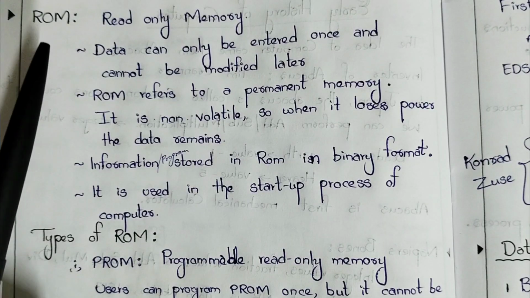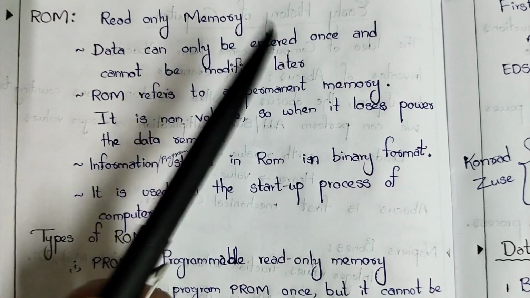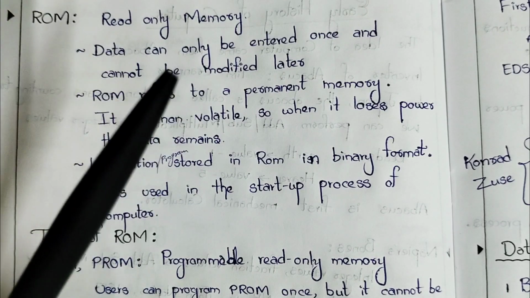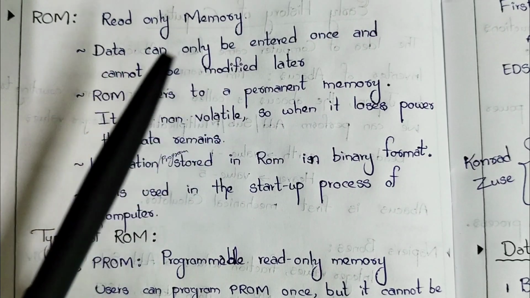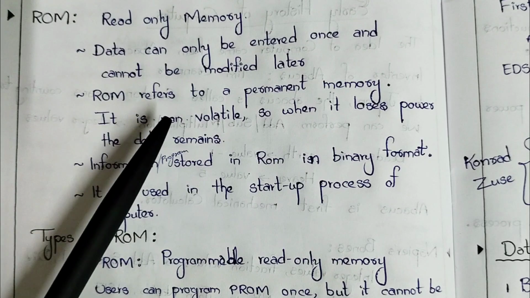Now let us understand what is ROM. ROM stands for read only memory, and unlike the RAM, which is volatile memory, ROM is a non-volatile memory. That is, the data that is stored in the ROM is permanent.